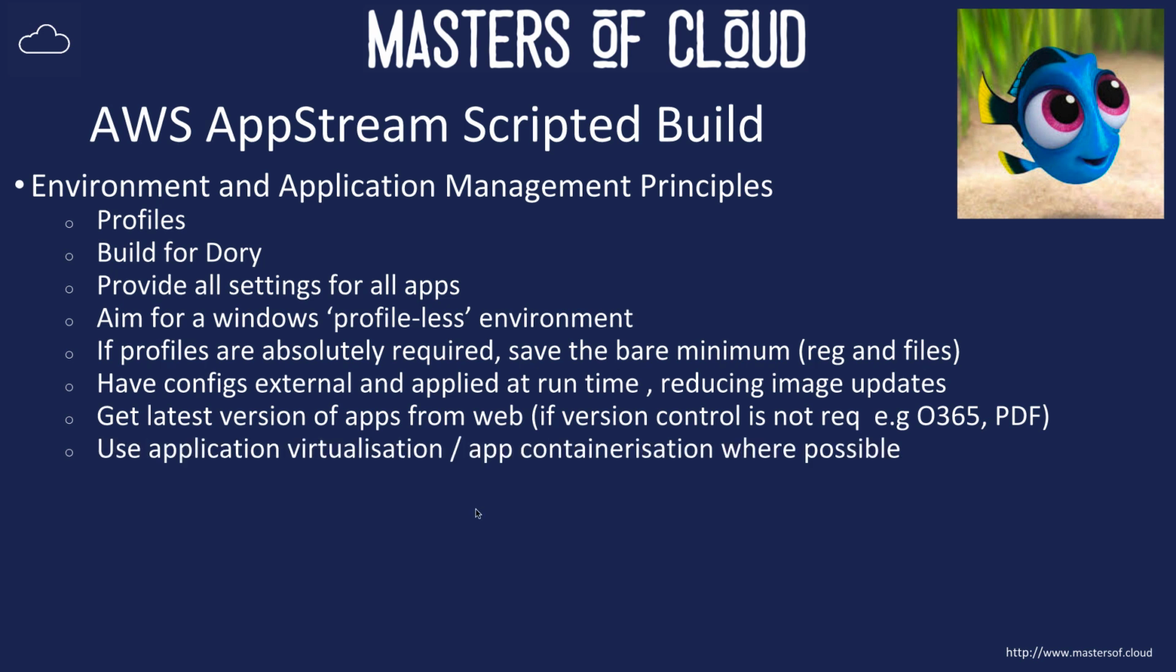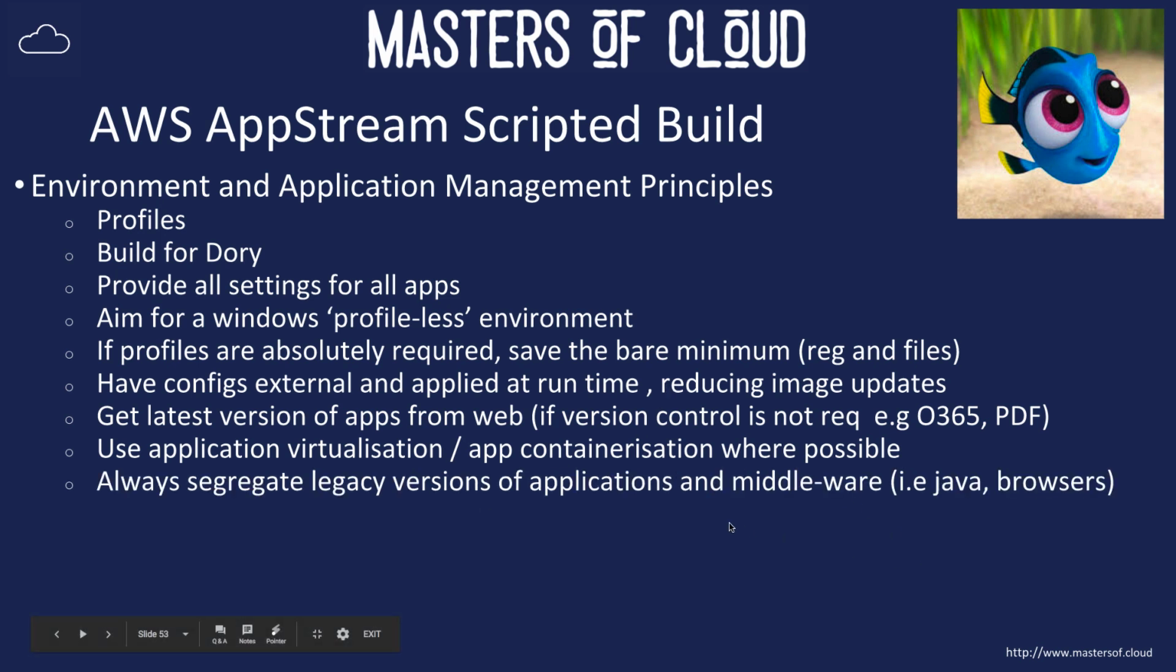Use application virtualization or app containerization where possible. Now, we're talking here about things like separation of applications, and separation and virtualization of middleware and things like Java, so that you could have multiple versions of Java on the image if you needed to, and so that they're isolated and hidden away from the users, but only called when either the application or the user's environment needs that sort of middleware to be loaded. And you can use products that are out there at the moment.